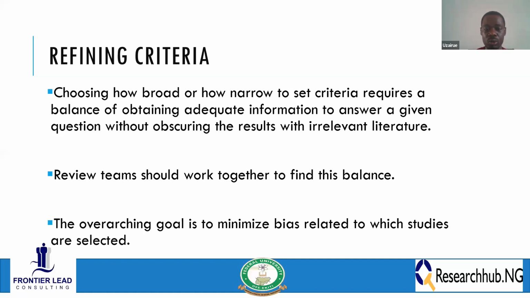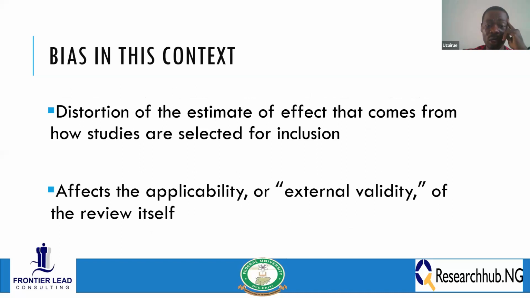In so doing, all eligible studies will be included. Now, looking at bias in this context, what we are talking about is the distortion of the estimate of effect that comes from how studies are selected for inclusion. This is very important, because when it is done in a way that is not applicable, it will affect the applicability or the external validity of the review itself, and it will not be useful.